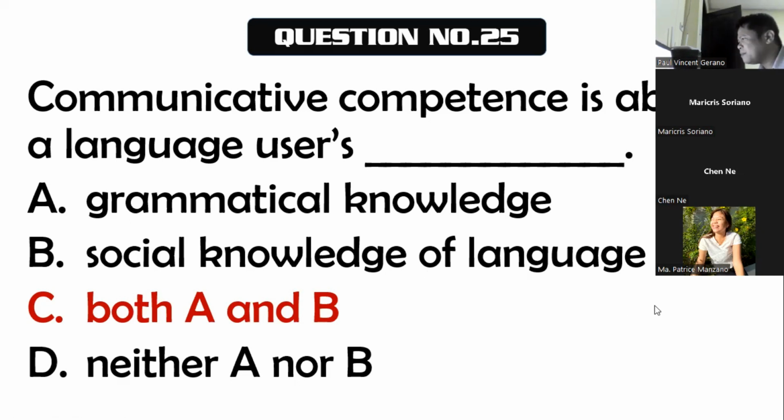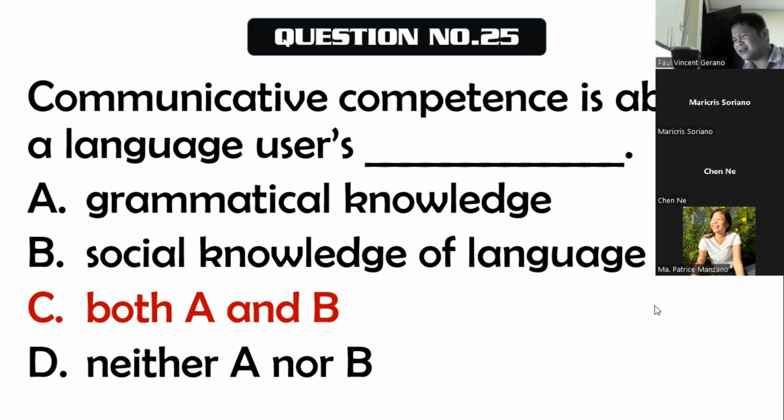Ang discourse, Marie Chris, what do you mean by discourse competence? When you say discourse competence, alam mo yung magtagpi-tagpi ng words from words to phrases, to sentences, to longer articles, to longer speeches. We call this discourse competence. You know how to weave words, how to write longer articles. You call that discourse competence.